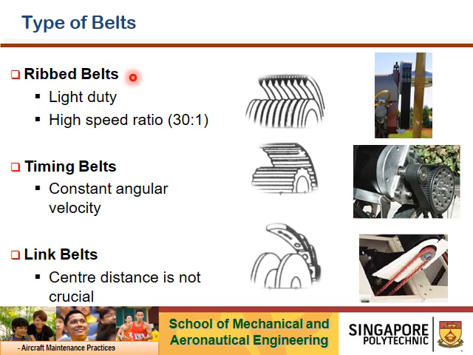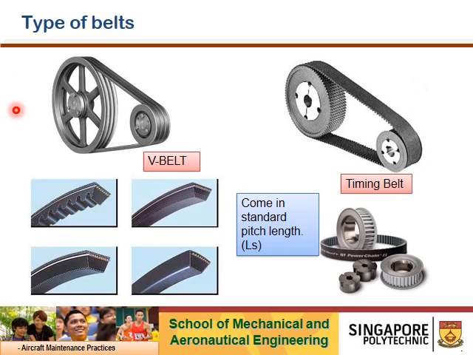Ribbed belts are used where light duty power is required, and can operate at a higher speed ratio of 30:1. Timing belts have a constant angular velocity and are one of the special belt designs where it does not slip. Link belts, center distance is not crucial. So as mentioned, there are various types of belt designs available in the market driven by pulleys. All belts come in standard pitch length, and that is dictated by the center distance between your two pulleys.